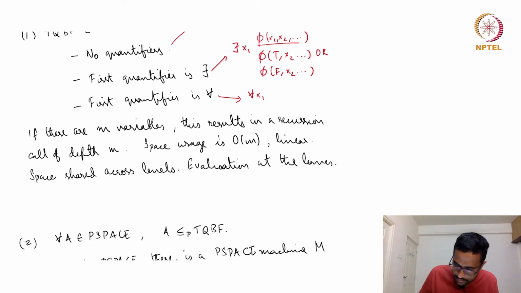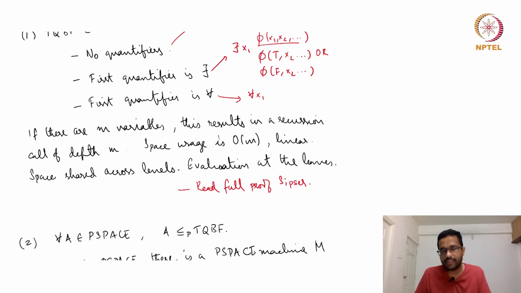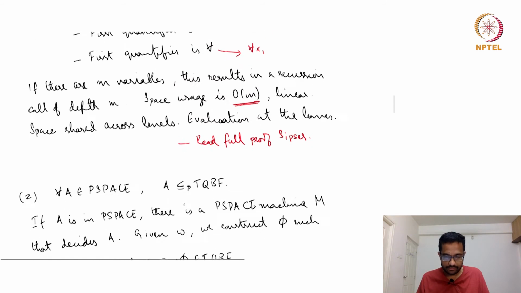and this proof is there in CPSR. Read the full proof in CPSR. Anyway, I explained the full proof here, maybe I just didn't write it down, but it is there in CPSR anyway. So this is the proof that TQBF is in PSPACE. The space usage is order m, which is linear space, and this space is for all the recursion levels, not just one level, because at each level a constant amount of space is required to store whether x1 is true or false.